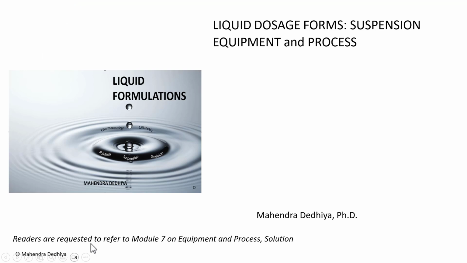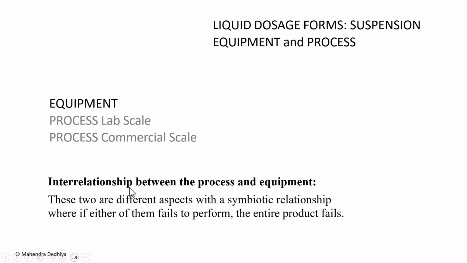Readers are requested to refer to Module 7 on equipment and processes for solution dosage form, as systems are interchangeable for several products. This is a follow-up to Module 10, in which we covered composition and formulation of several products. Equipment and processes are interrelated, though they are different. If any one of these fails, either the equipment or the process, the entire product fails.